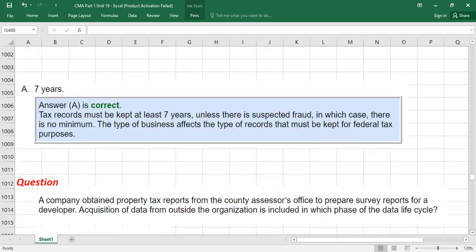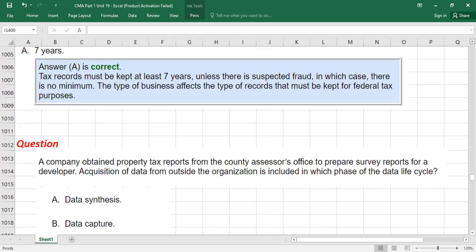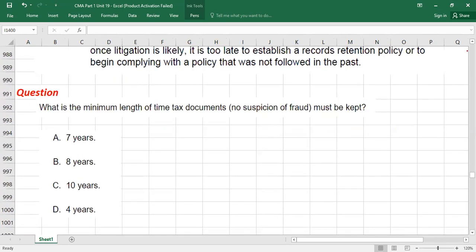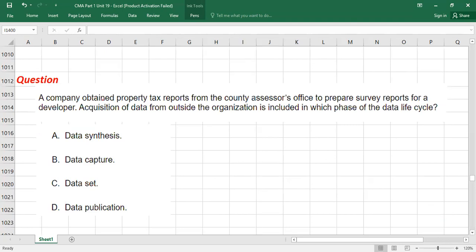Now, guys, here I'm going to show you some questions. As I told you, just 2, 3 questions. For example, this question I already told you: what is the minimum length of time tax documents with no suspicions of fraud must be kept? It should be kept for 7 years, as I told you.